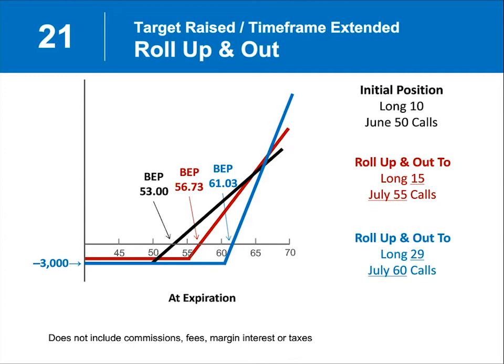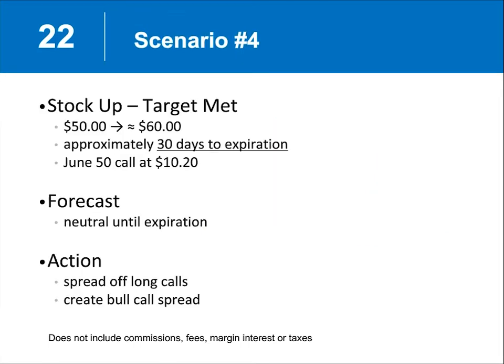Next example with the stock moving in your favor. Here it's gone to the same price, to our target price of 60. Happened in a month, so we have 30 days left, and we're going to change the price a little bit on the June 50 calls to distinguish from our previous example. Here it's worth $10.20. And now we're neutral until expiration.